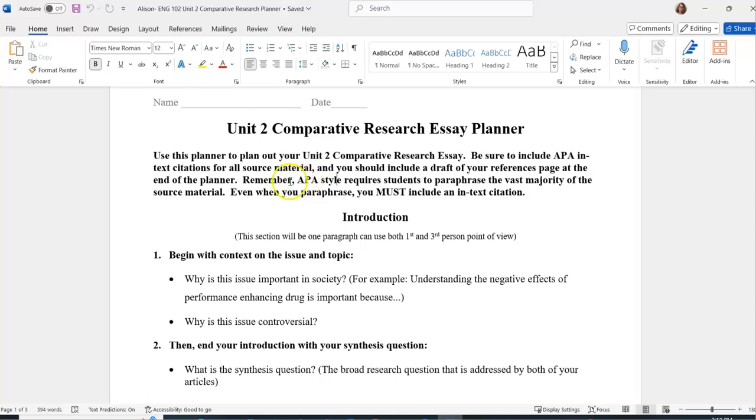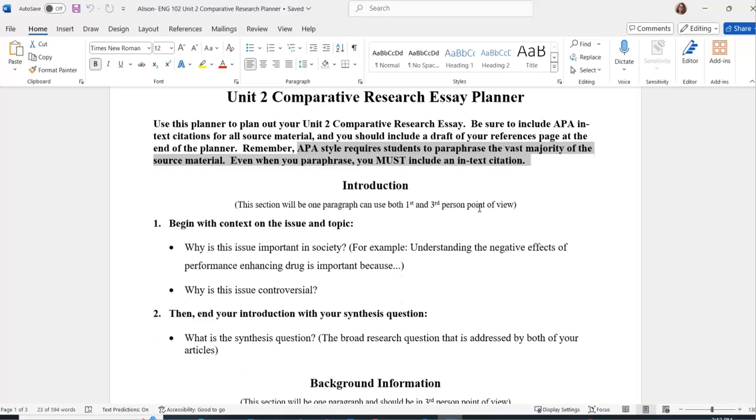And keep in mind, APA style requires you to paraphrase the vast majority of your source material. And even paraphrasing requires an in-text citation. So this paper is going to be, I think, 4 to 6 pages. That means really no more than 2 or 3 direct quotes. Everything else should be paraphrased.